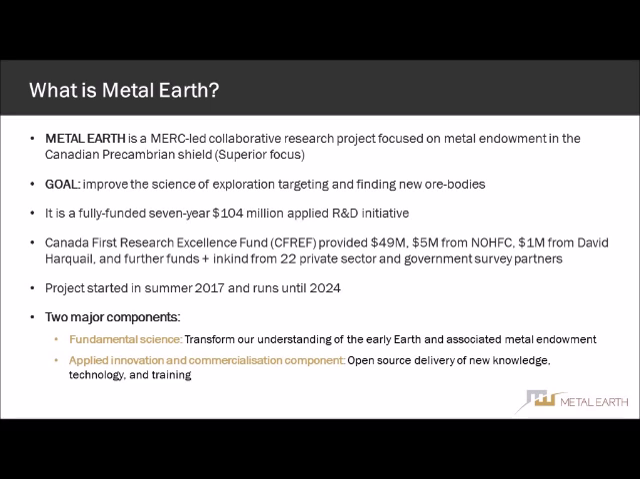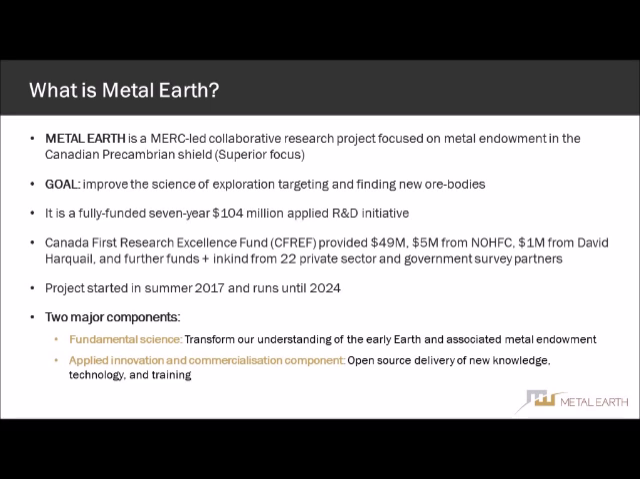Merck has a very similar relationship to the CET and UWA. It's that kind of research center that is hosted by Laurentian in Sudbury. The goal is very simple. It's simply to improve the science of exploration targeting so we can use that information to find new ore bodies.